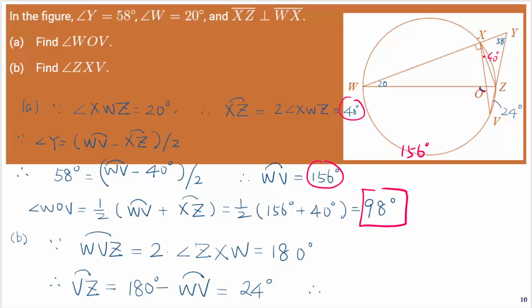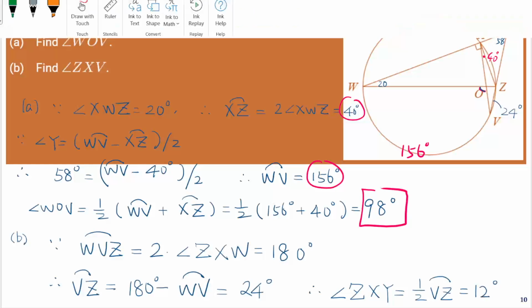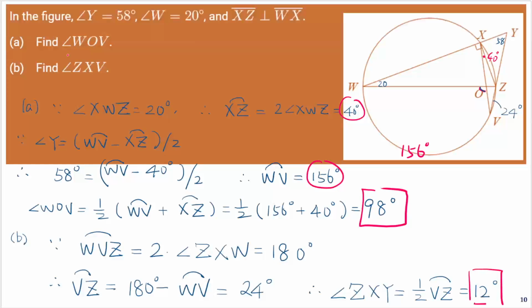And therefore we know angle ZXV is simply half of the arc VZ, which gives us 12 degrees. Did you get it? Any questions?